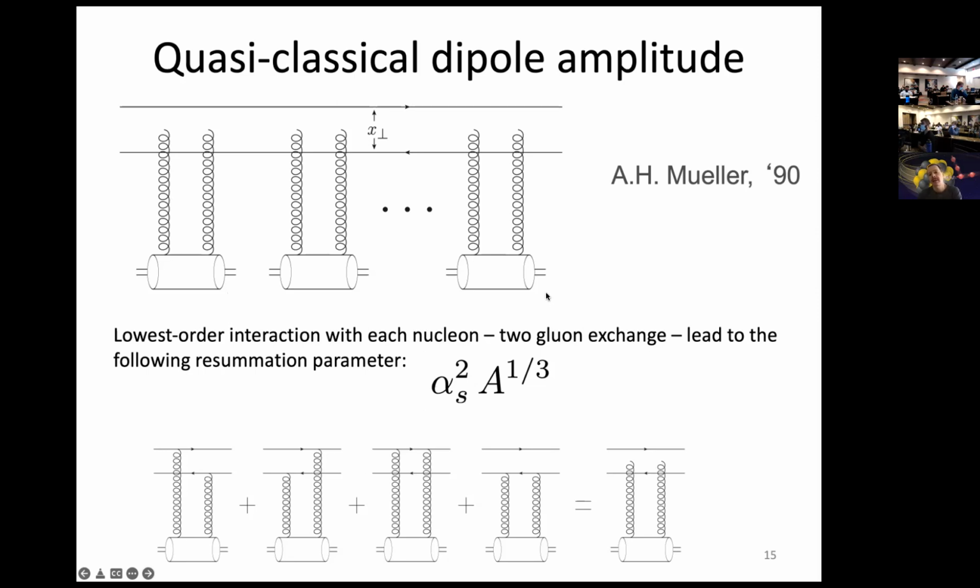And I'll argue again maybe a little later, but at a fixed impact parameter, you have an order of A to the 1/3 nucleons in the nucleus. So you have an enhancement by this A to the 1/3. So alpha s is small, A is large. And so we're summing this parameter alpha s squared A to the 1/3. Assuming that A is sufficiently large for this parameter to be order 1, it would make sense to resum all these multiple rescatterings.